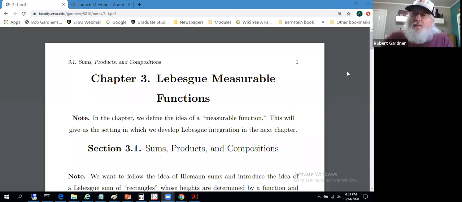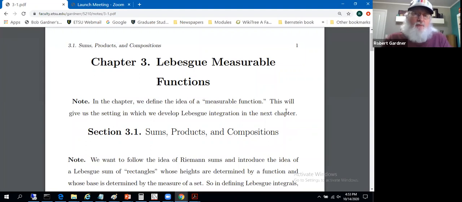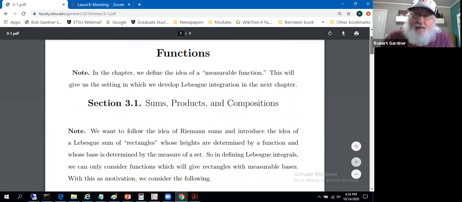To chapter 3, where we'll define Lebesgue measurable functions versus measurable sets. What we're trying to do is really mimic what Riemann does in setting up Riemann integration as we establish Lebesgue integration. So we'll define in this chapter measurable function, and it's measurable functions that we'll integrate.